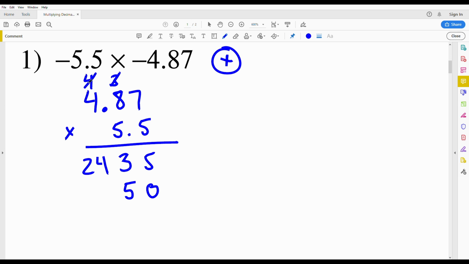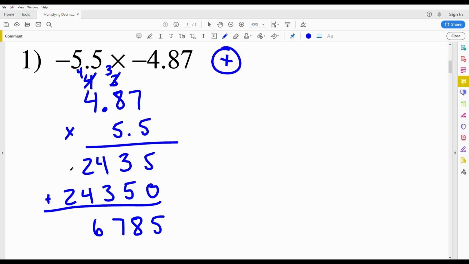These were my old values, so I'll write my new values atop that. 7 times 5 again is 35. Write my 5, carry my 3. 8 times 5 is 40, plus 3 is 43. So carrying my 4, I have 4 times 5, which is 20, plus the 4 that I carried will be 24. Now I'm going to add this all together. 5 plus 0 is 5. 3 plus 5 is 8. 4 plus 3 is 7. 2 plus 4 is 6. And 0 plus 2 is 2.